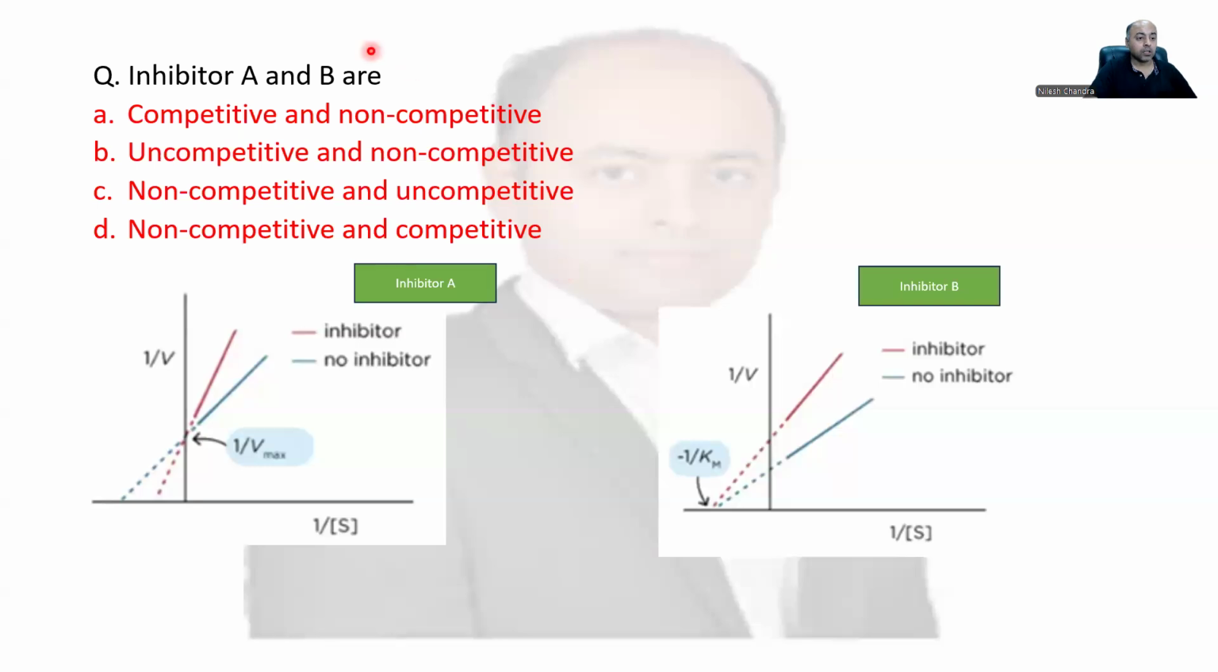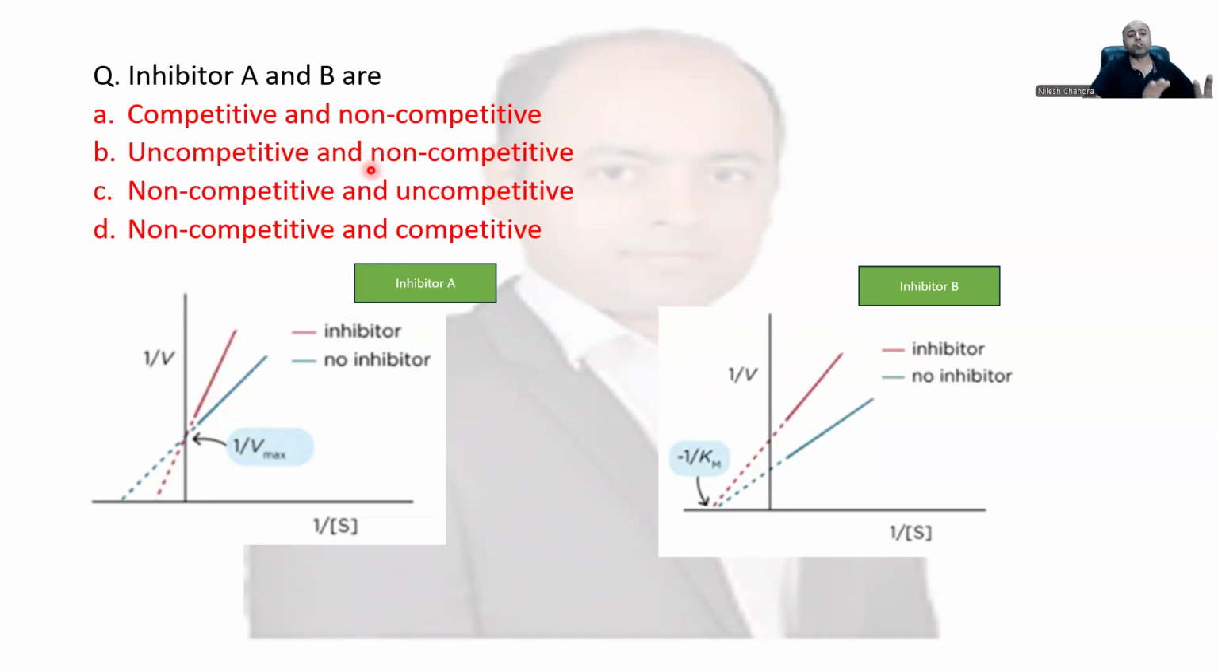Inhibitor A and B are shown. For inhibitor A, you can see here, no inhibitor is the blue line, red is with inhibitor, where the Vmax is common with the normal reaction in case of competitive. So option A should be competitive, and in inhibitor B, you see the Km is common. Km remains the same in non-competitive. So option A should be the correct answer. Inhibitor A is a competitive inhibition. Inhibitor B is non-competitive inhibition, as shown in the graph.